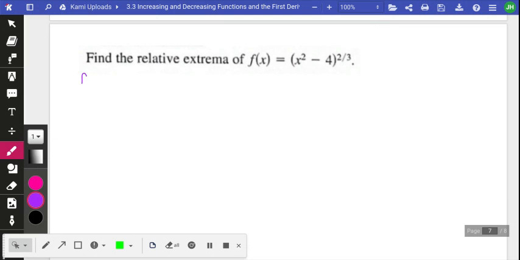Here we go. So we need to look at our first derivative, and we need to take the derivative. We're going to chain rule this. So the derivative of the outside is 2/3 times x squared minus 4 to the 2/3 minus 1, so we'll have negative 1/3, times the derivative of the inside, which is 2x. Okay, I would simplify that a little bit. It'll make it a little bit easier to solve.